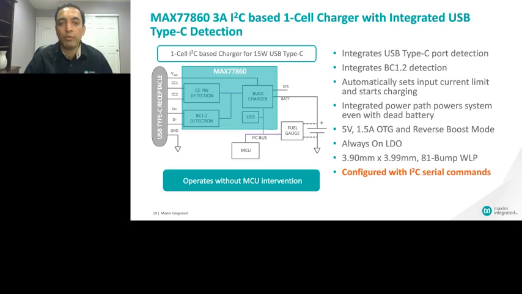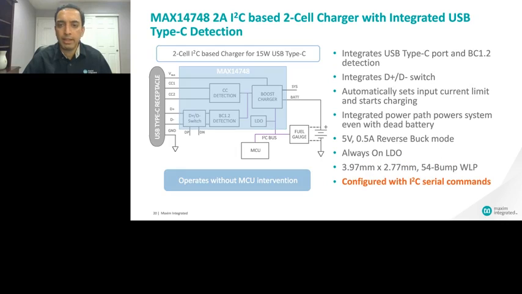And again, even though we have that flexibility, it still operates fairly independently. Once you configure it in the beginning, it will operate without any MCU intervention beyond that. And then if you have 2-cell batteries, we also have a boost charger, which is the Max 14748. Now this one operates at 5-volt input, for standard USB Type-C up to 15 watts, and it also includes a D plus and D minus switch.